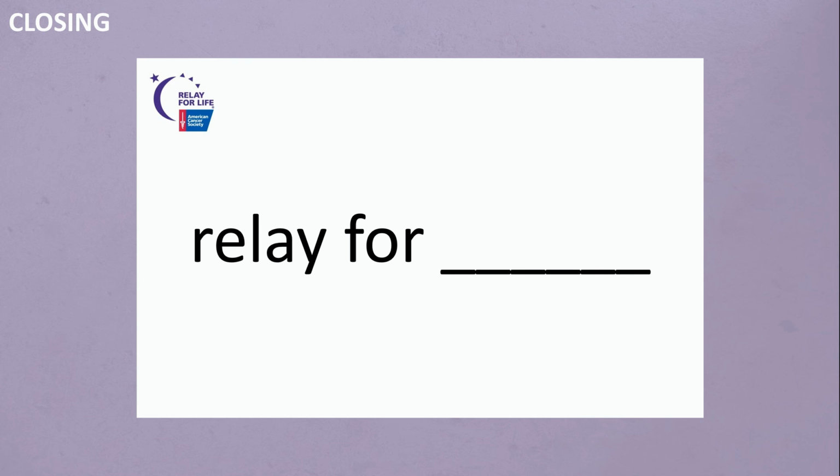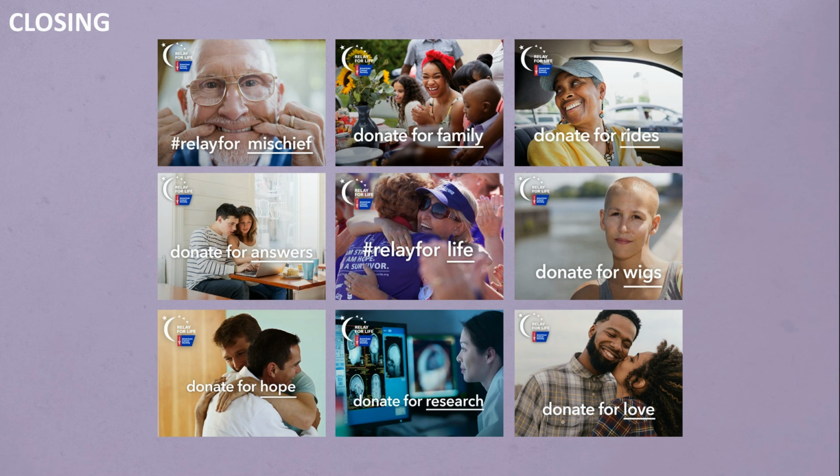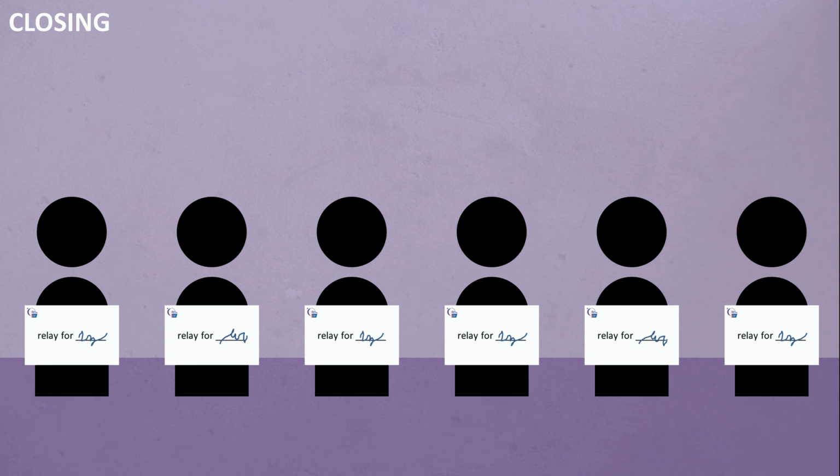End the workshop by having participants take a blank sign. This is based on the most recent National Relay marketing campaign. In the blank, each participant should write a noun that is a reason they relay, such as Relay for Life, Relay for Laugh, Relay for Love. Have each participant fill out a sign and take a group photo of them together.